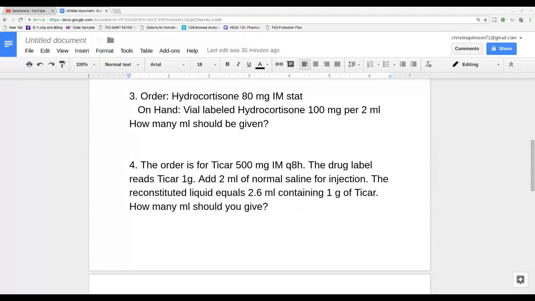The order is for Tycar, 500 milligrams, IM Q8H. You guys know Q means every 8 hours. The drug label reads Tycar 1 gram. So it says to add 2 milliliters of normal saline for injection. The reconstituted liquid equals 2.6 milliliters, 1 gram of Tycar. How many milliliters should you give?